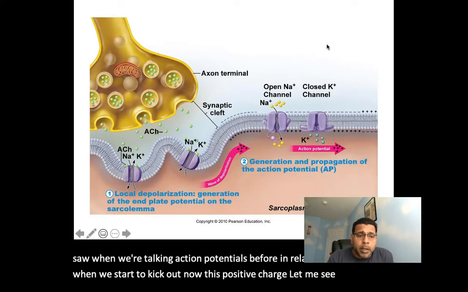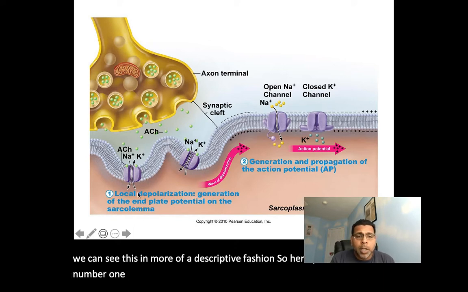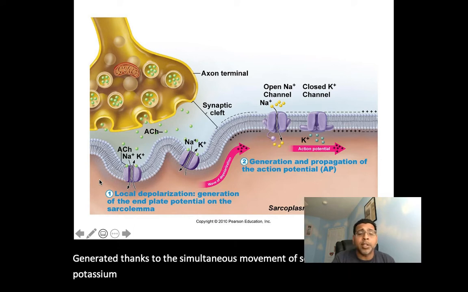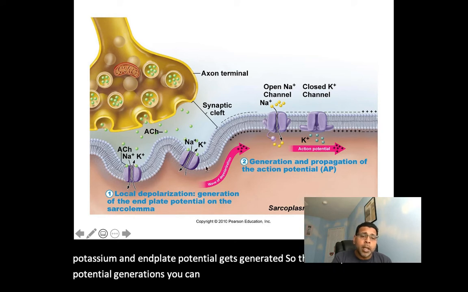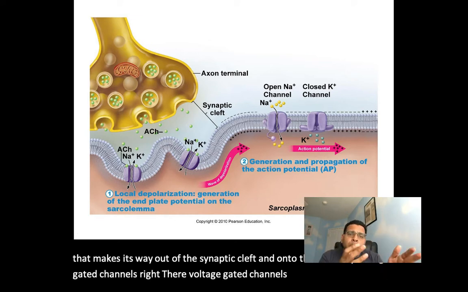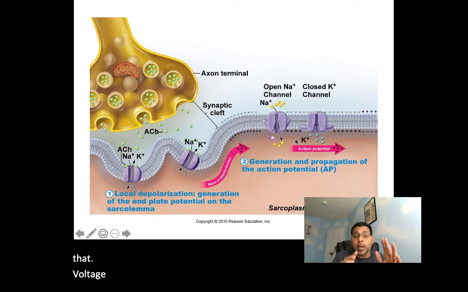Here we can see this in more of a descriptive fashion. Number one, local depolarization waves are generated thanks to the simultaneous movement of sodium and potassium. An end plate potential gets generated. These end plate potentials create a wave of depolarization that makes its way out of the synaptic cleft and onto these nearby voltage-gated channels. This wave of depolarization is the voltage change, and this voltage change is the signal that the voltage-sensitive channels need. Does that make sense? I hope that makes sense.